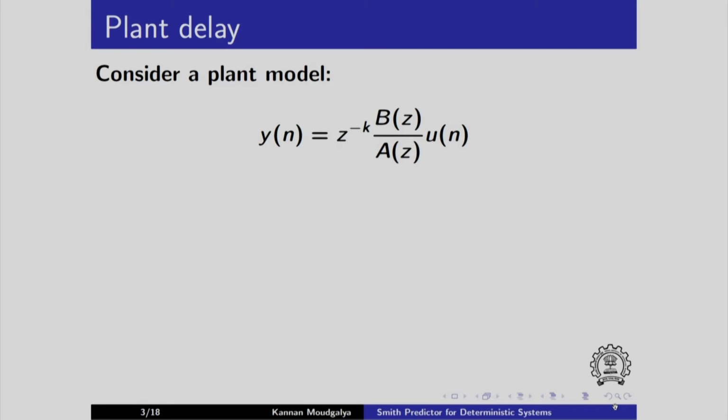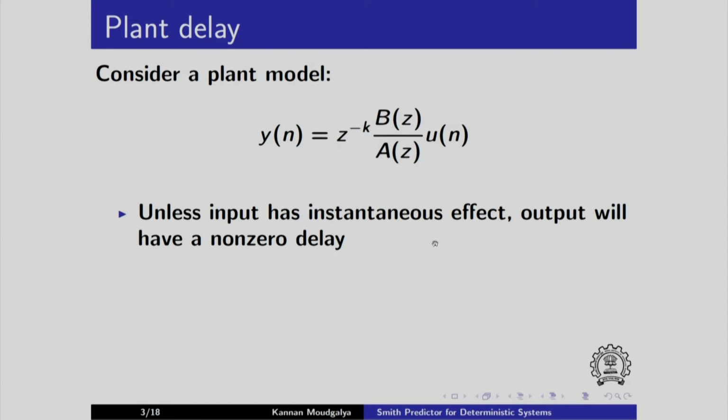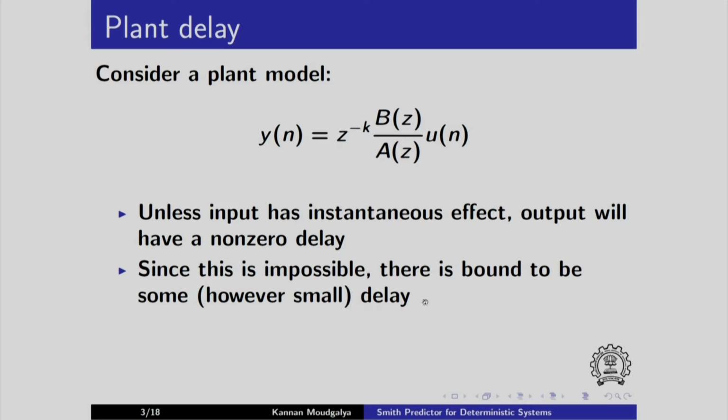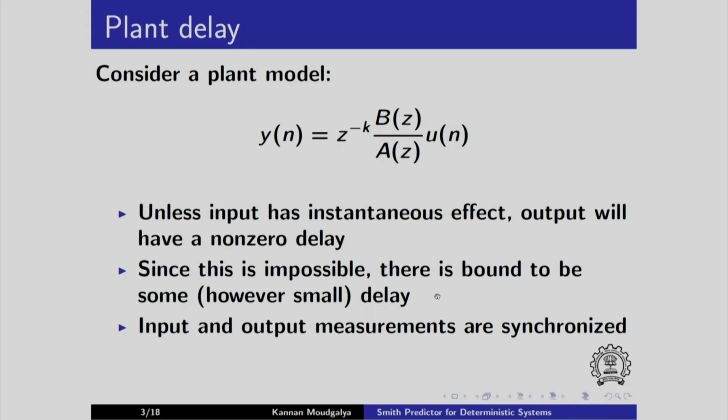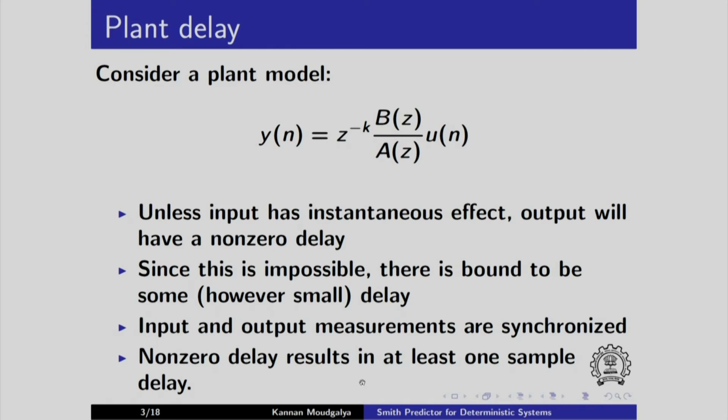Consider a plant model with delay of k units. We recall some facts that we have already seen. Unless the input has an instantaneous effect, output will have a non-zero delay. Since this is impossible, there is bound to be some, however small, delay. Input and output measurements are synchronized. As a result, a non-zero delay results in at least one sample delay in sampled data systems. So this k is in general greater or equal to 1.